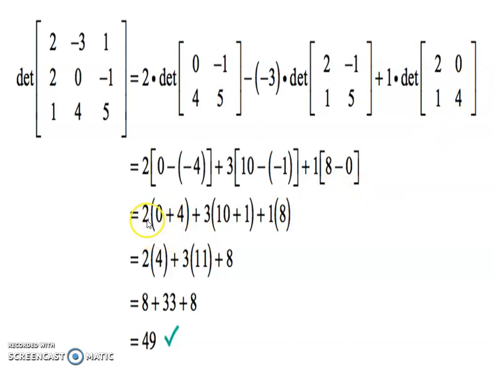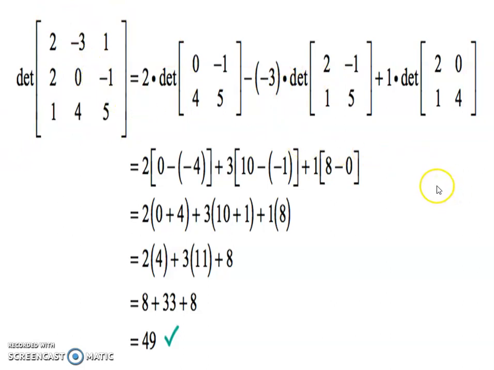So let us try the 2 in bracket: 0 plus 4, plus 3 remains the same. 10 minus of minus 1, 10 plus 1. 8 minus 0 is 8. So we simplify: 4 into 2, 8. 10 plus 1, 11 into 3, 33. And 8 into 1, 8. So we derive the final answer: 8 plus 8 plus 33 is 49. In this example, we better understand that we have to use the DET word also to simplify any pattern of an example of order 3 by 3.